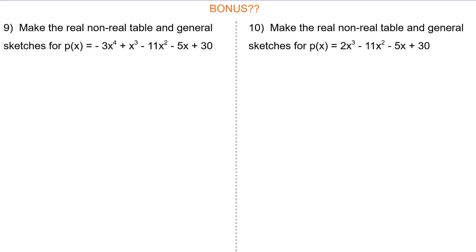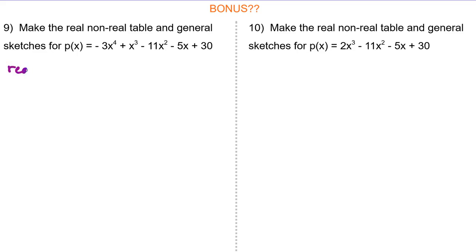Okay, let's wrap it up. And this might be bonus information because I honestly can't recall if we went over this particular thing in the lessons before spring break. So if we didn't, that's okay. You'll just be able to tack on a little bit of new information today. So it says make the real and non-real table and the general sketches for this polynomial.